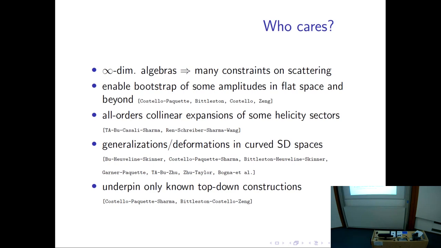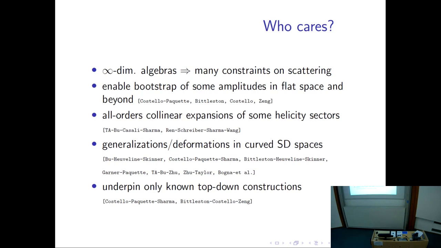So, for instance, Costello has provided some explicit all-multiplicity expressions for 2-loop scattering amplitudes in massless QCD, which were not known before, using only the structure of these celestial chiral algebras. It also enables, in some helicity sectors, all-order collinear expansions of scattering amplitudes, which were not known before. And the structure of these chiral algebras admits some rich space of deformations when you start turning on background curvature. This is something that Giuseppe and Ben are going to tell us about later this week.